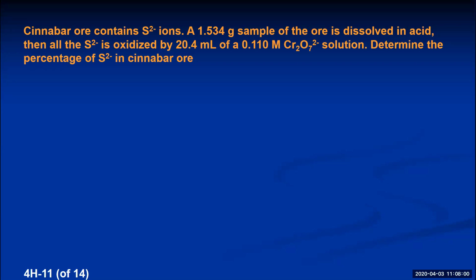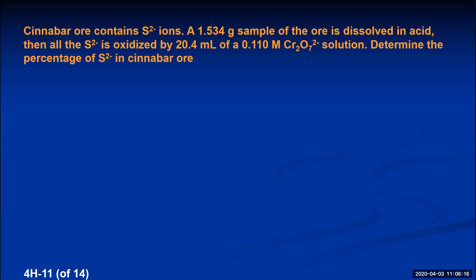Cinnabar ore is a rock. It's actually an orangish colored rock. If you ever go to the Natural History Museum up at USC in Los Angeles, you go into the geology section there and you can see the cinnabar ore, beautiful looking crystals. And it's a nice orange color, but it's a rock. And so it contains sulfide.